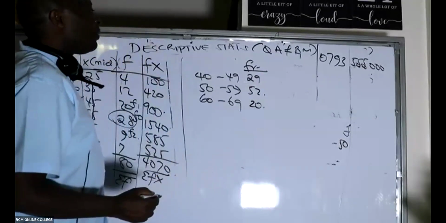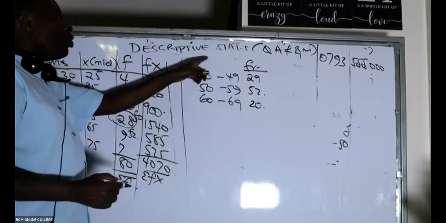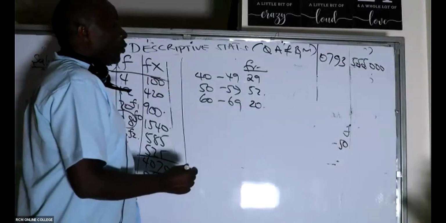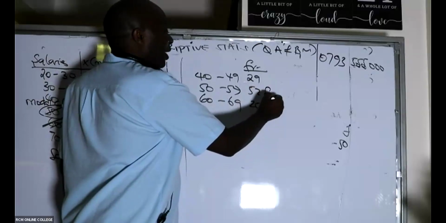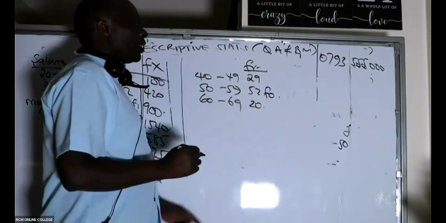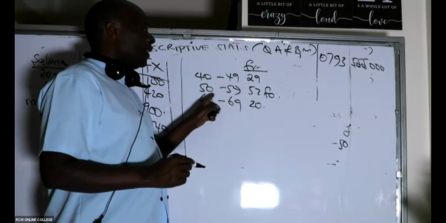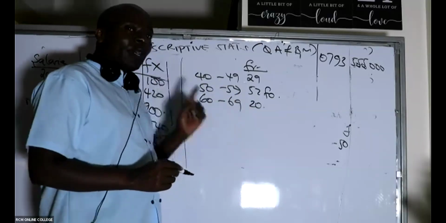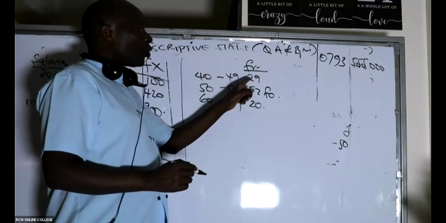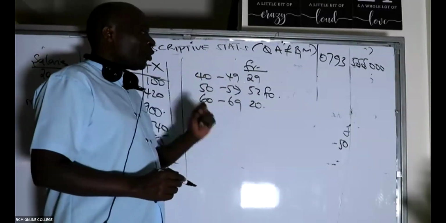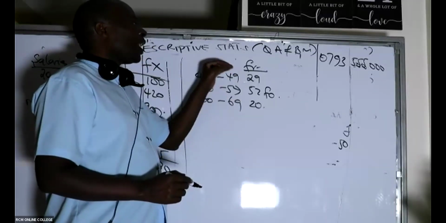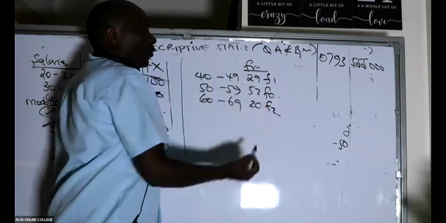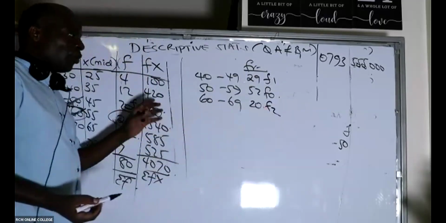Then somebody comes and tells you, calculate the mode of this distribution. How will I do it? First of all, I know that this will be F0, the frequency of the modal class, which is the one that has the highest frequency. Among these, the very highest is 52. The frequency of the class immediately above, we call F1, and the one immediately below, we call F2.